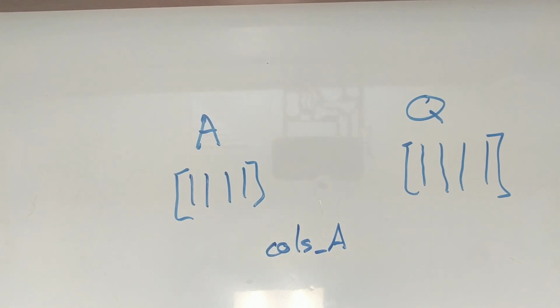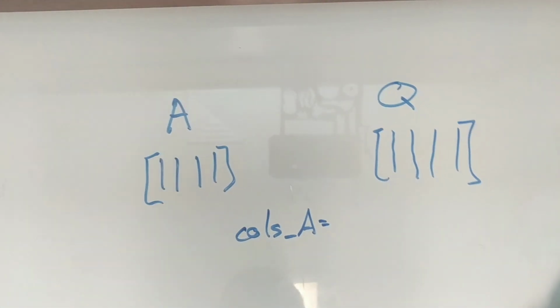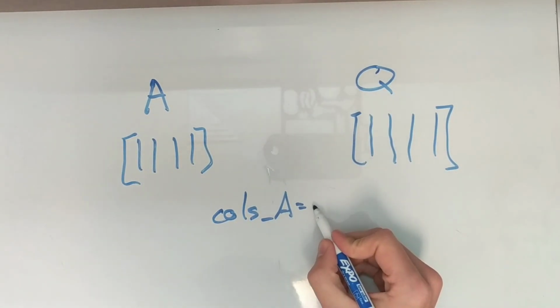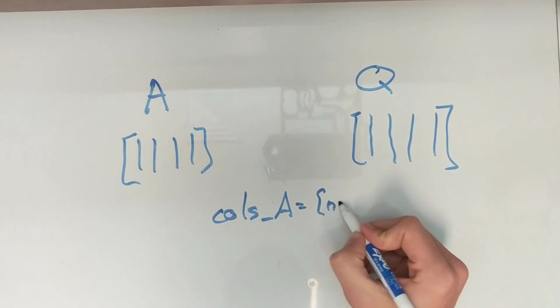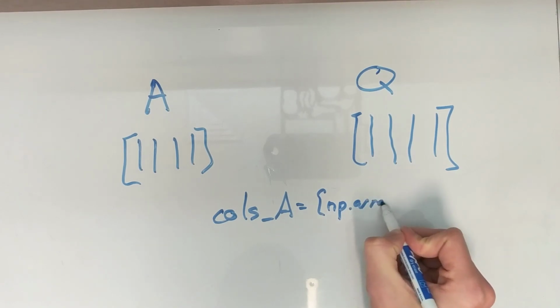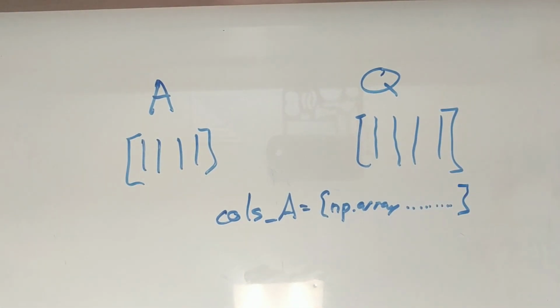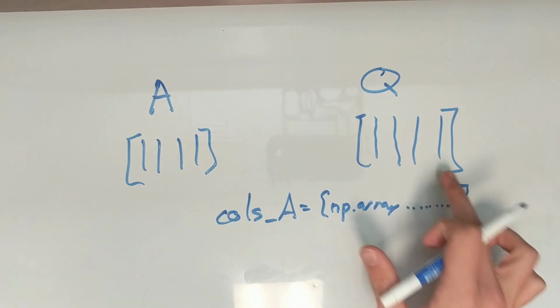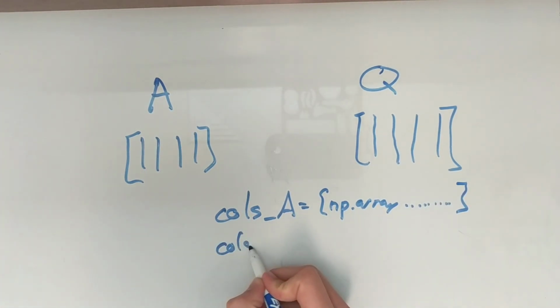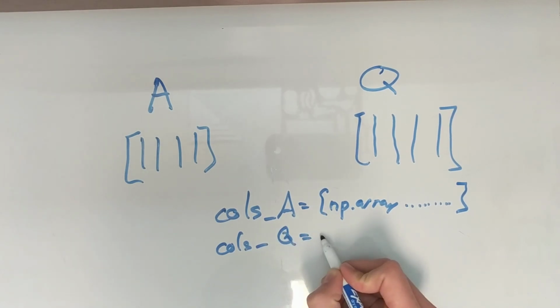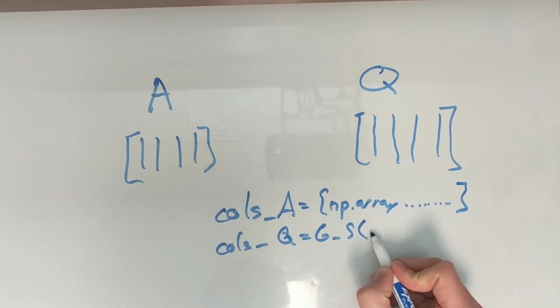You want to plug that into your, here I'm just going to write it out. Your columns of A will be that whole np.array function that they have in problem 5. And then you want to plug those columns of A into your Gram-Schmidt function to get your orthonormal columns of Q. So I would say columns of Q equals Gram-Schmidt of columns of A.